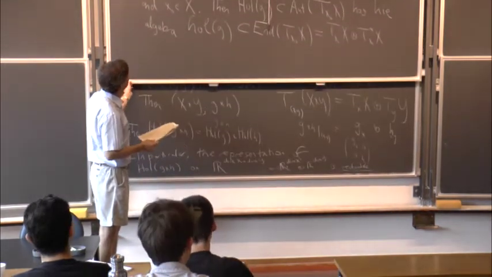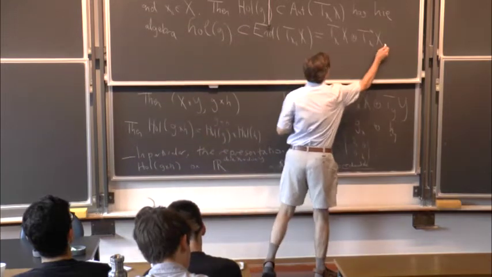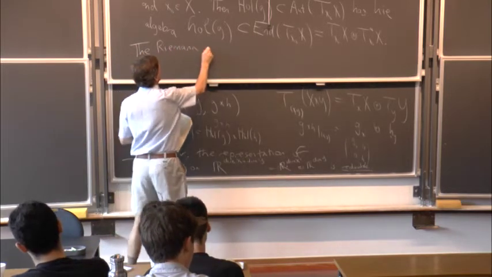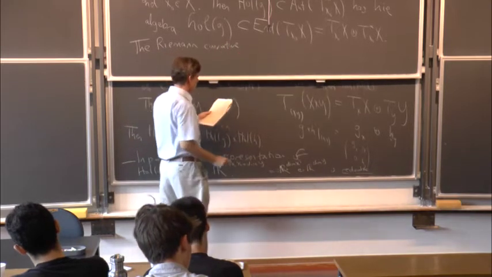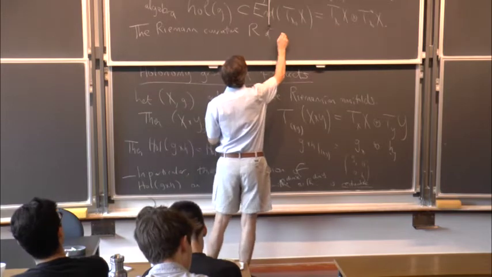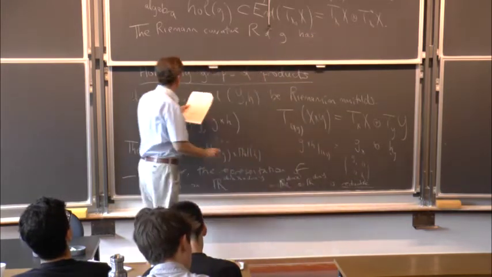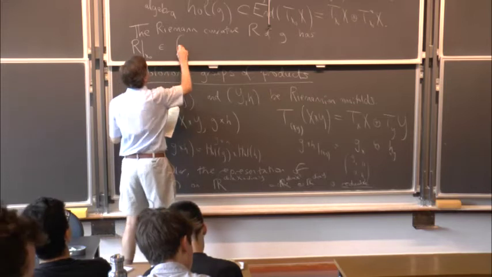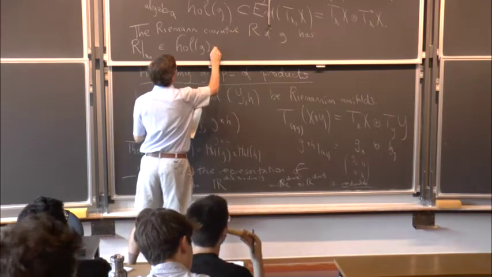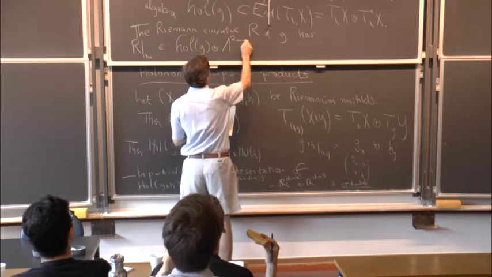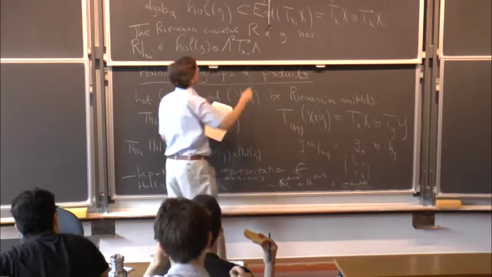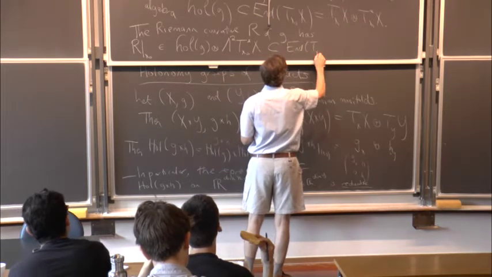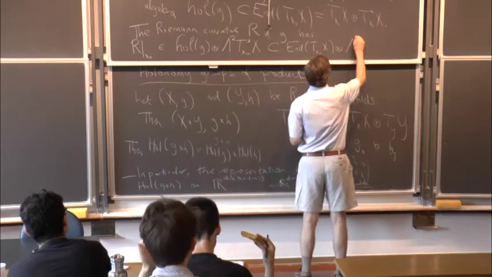Okay, so then the conclusion is that the Riemann curvature R of g at the point x0 lies in the Lie algebra Hol of g tensored with the two-forms Lambda 2 T star x0 of X, which is contained in End of T_x0 of X tensored with the two-forms.